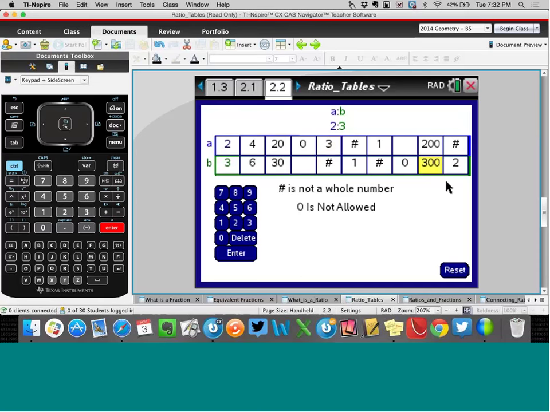I agree, Alyssa. That is interesting. So when we're developing this multiplicative and additive relationship with equivalent ratios, why is it that 0 is not allowed?